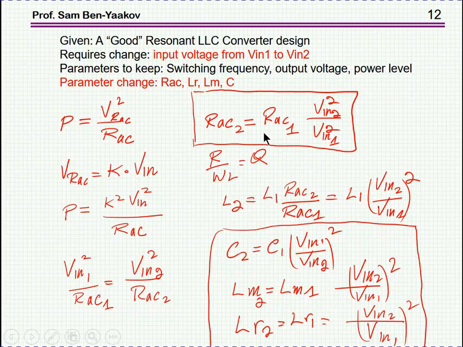RAC new is the original RAC times V in 2 over V in 1, squared. V in 2 is the new input voltage, V in 1 is the old one. C2 is C1, the original one, times this ratio squared, V in 1 over V in 2. LM2 is LM1 times this ratio. Again, it's inverted so that the product is constant so that we have the same frequency. And of course, LR2 follows the same relationship.